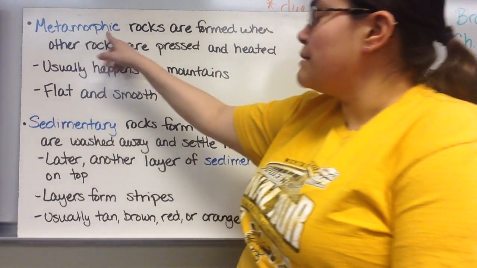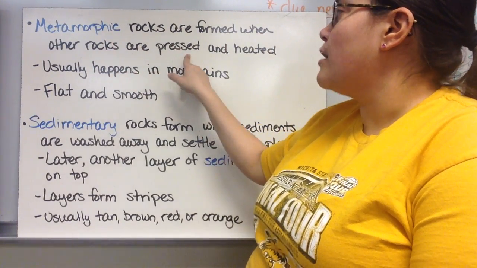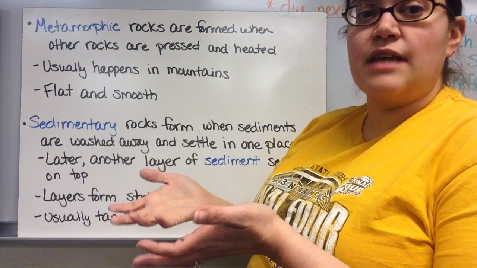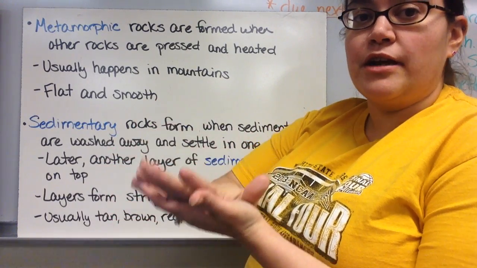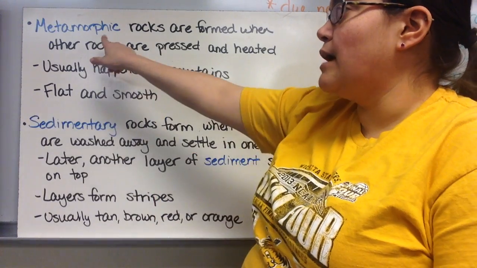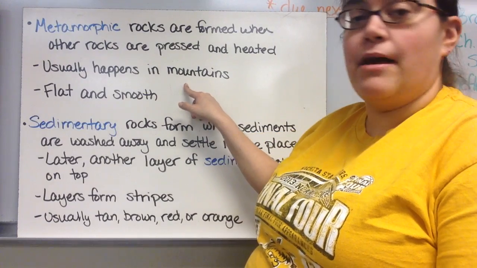Okay. The next type of rock is metamorphic, and metamorphic rocks are formed when other rocks are pressed and heated. So you have a certain type of rock to begin with, whatever kind of rock you start with, and it gets put under pressure and it heats up, and so it becomes a metamorphic rock. These usually happen in mountains.